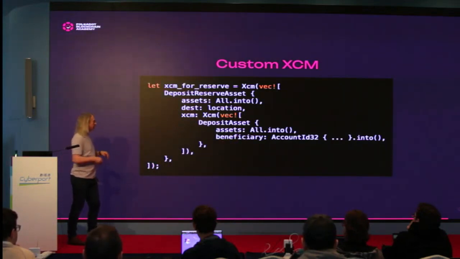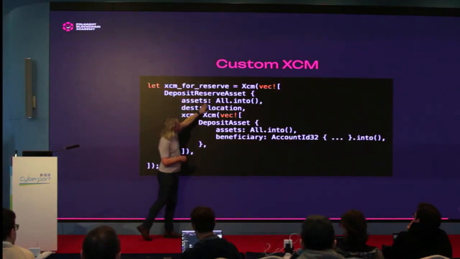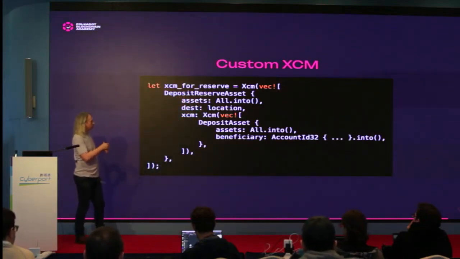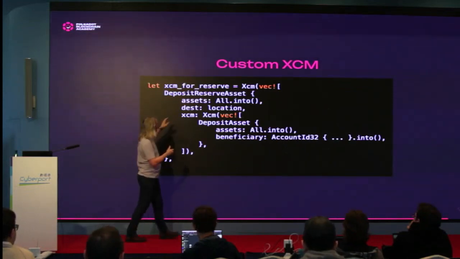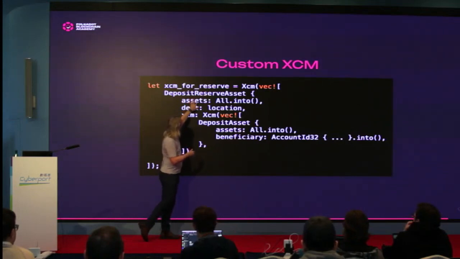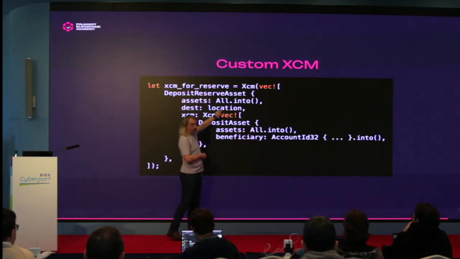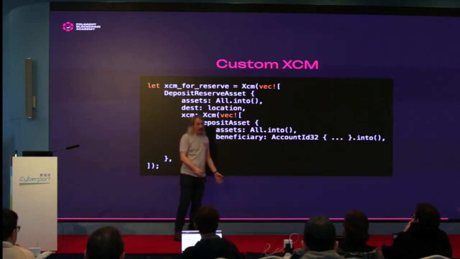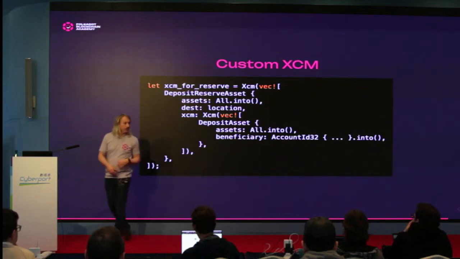So this is an instruction that gets sent to a reserve chain with some assets in its holding register that says, take all of the assets, deposit them in the sovereign account of this location, and then send a message onwards to this location that tells it that it's got these assets, and then tells it to do this with the wrapped assets.